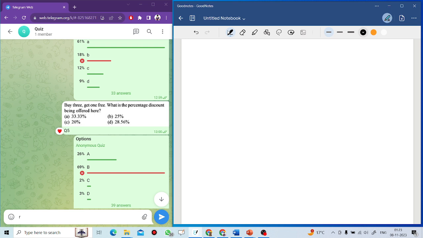Buy 3 get 1 free. What is the percent discount? Selling price will be 3 products, that is 3X. Mark price will be how much? 4X. So the discount percentage will be how much? Mark price minus selling price by mark price into 100.